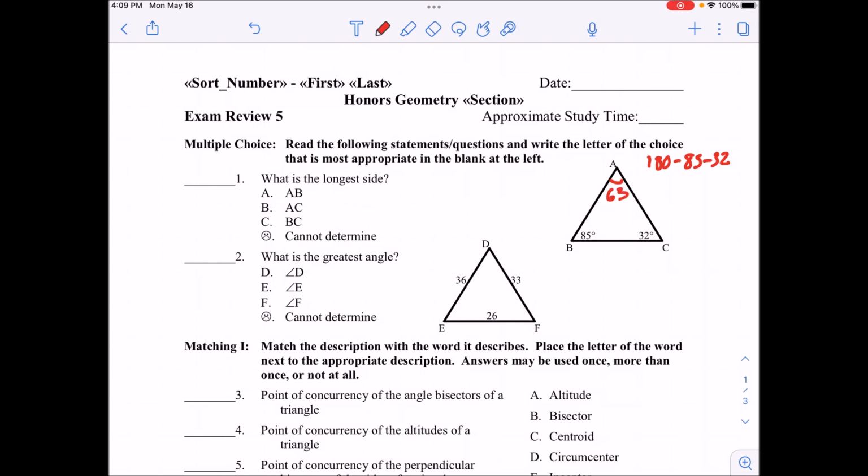The greatest angle is angle B. Therefore, the longest side is going to be the side opposite angle B, which is AC. And my selection over here, that is choice B.